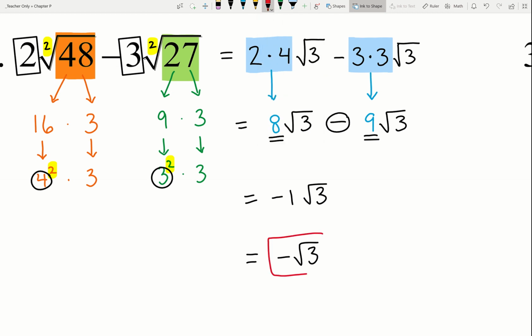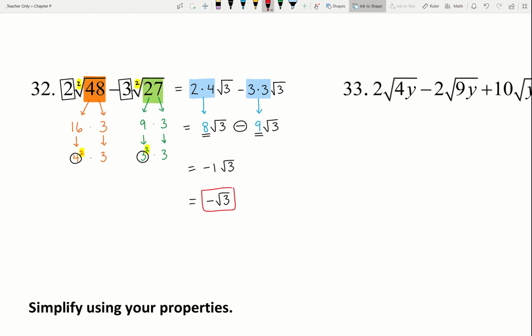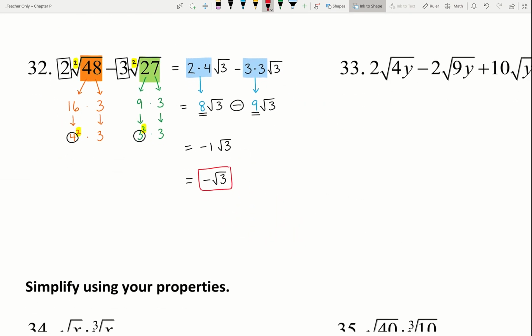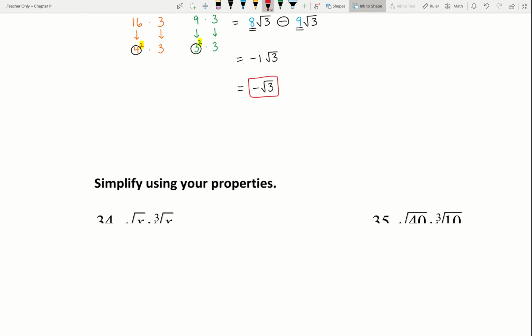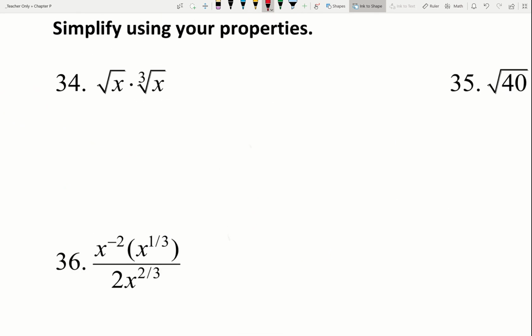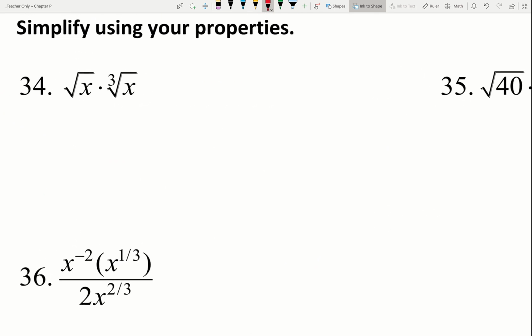All right? So if your radicals are not already simplified, like how we talked about in the last video, that's going to have to be something that we do to start that problem off. I'm going to go ahead and skip that next one, and I'm going to go right into our next and last final topic, which is simplify using your properties, right? So here, instead of adding or subtracting 2 roots, here we are now multiplying 2 roots, okay?